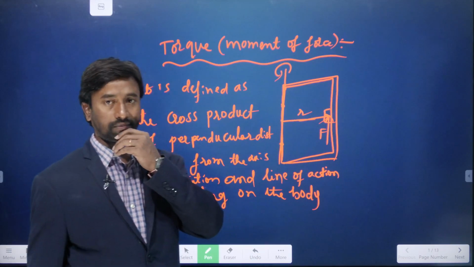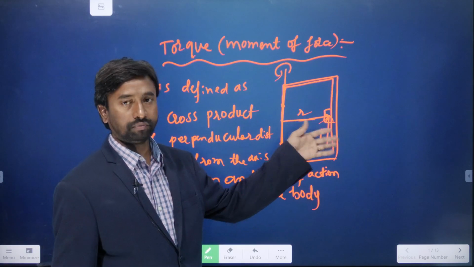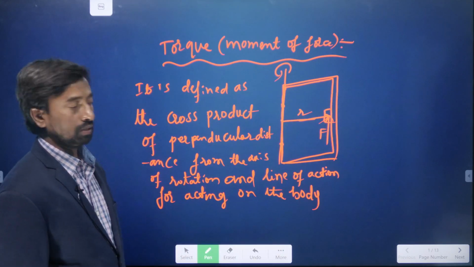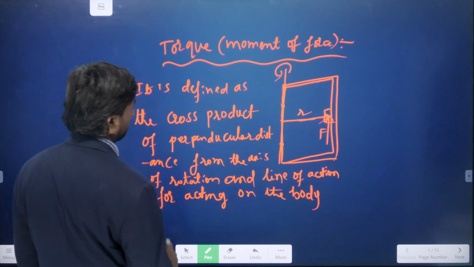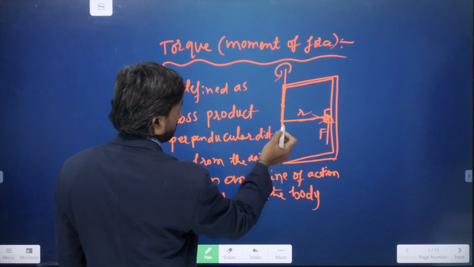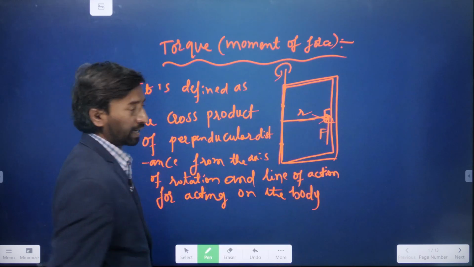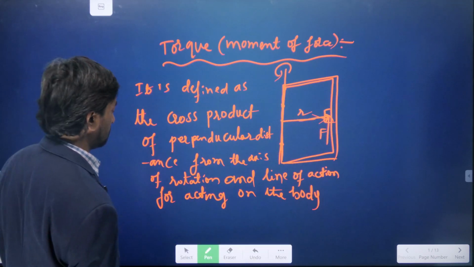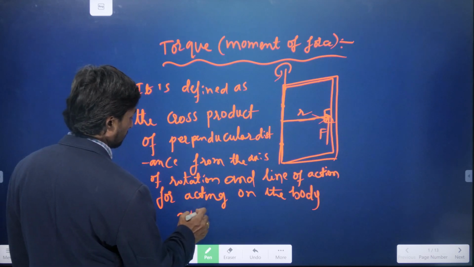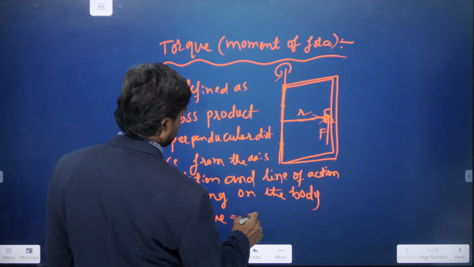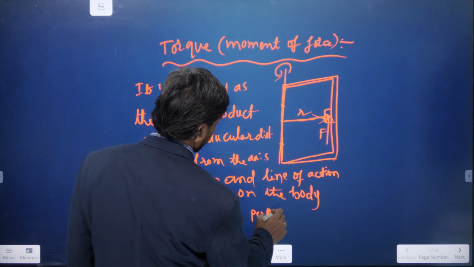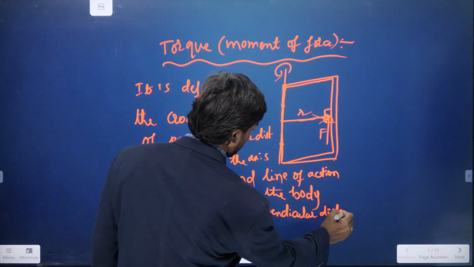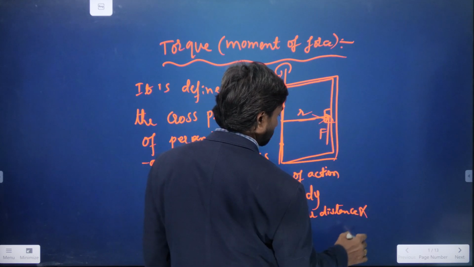Here we apply the force perpendicularly. In most cases we apply it perpendicularly, or in different directions, so we see how the line of action of force is taking place. Then we will write the formula. This is the perpendicular distance about this axis, about which the door is rotating. The product of the perpendicular distance and the line of action of the force is said to be the torque. So the torque can be written as torque is equal to perpendicular distance cross force.